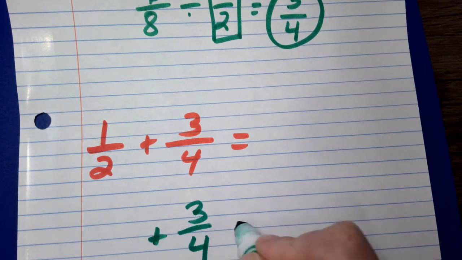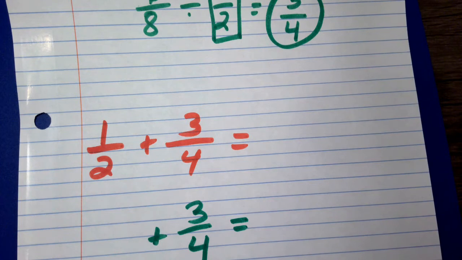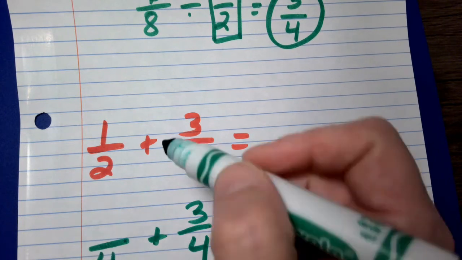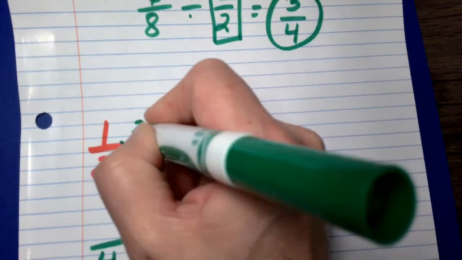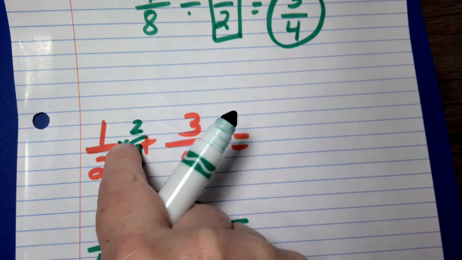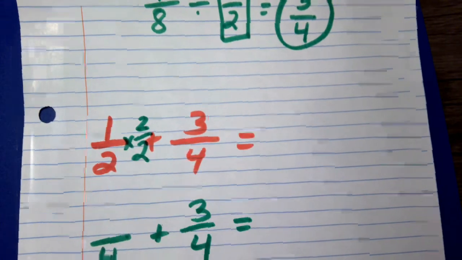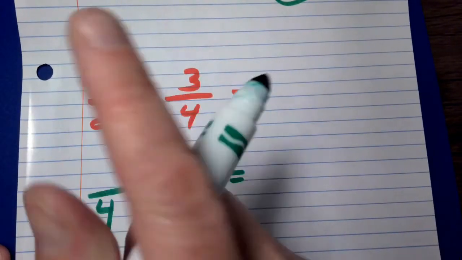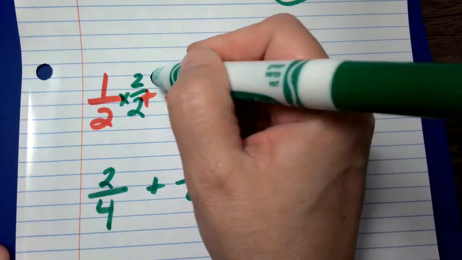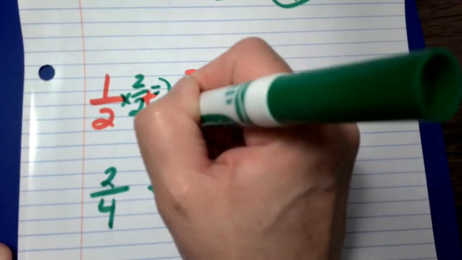I'm going to bring everything else that's the same, and then I'm going to rename 1/2. So in order for me to get a 4 as my denominator, I'm going to multiply by 2. So whatever I do to the bottom, I do to the top. So 2 times 2 is equal to 4, and 1 times 2 is equal to 2. So I really just have my answer for this down here.